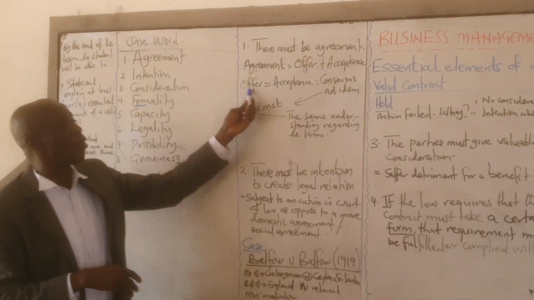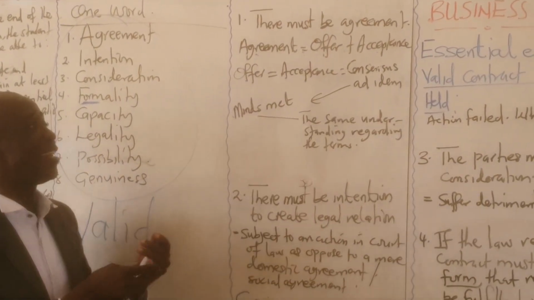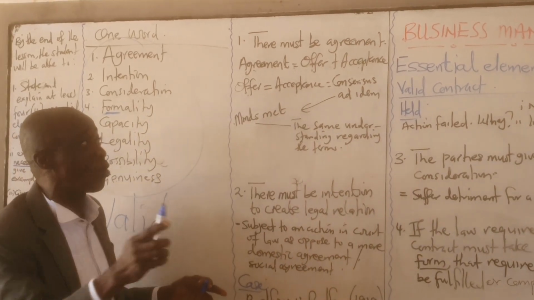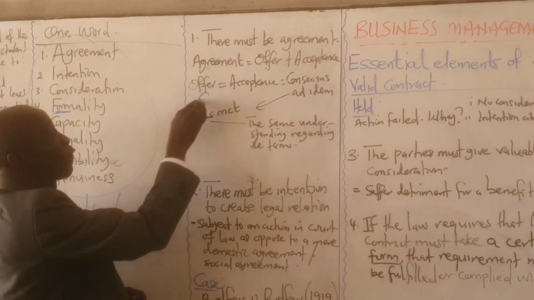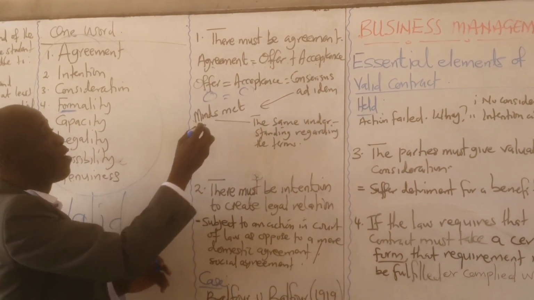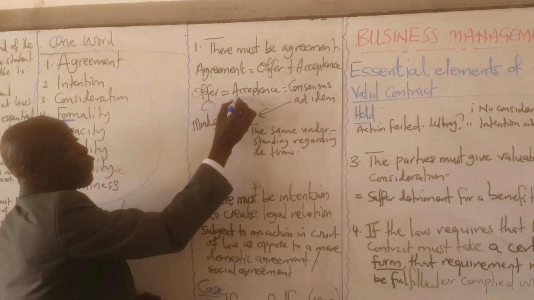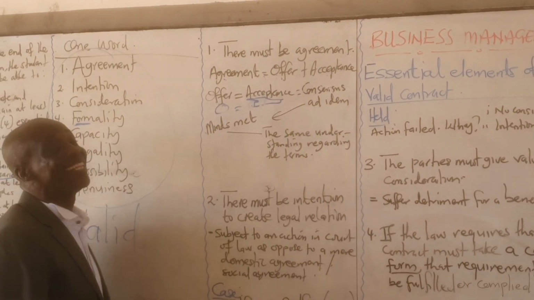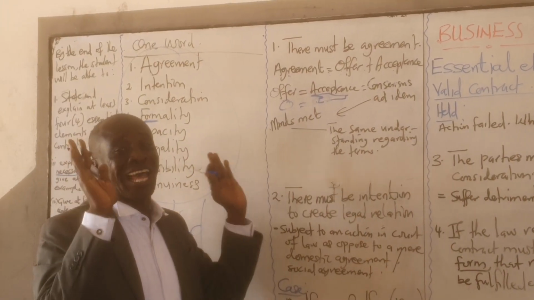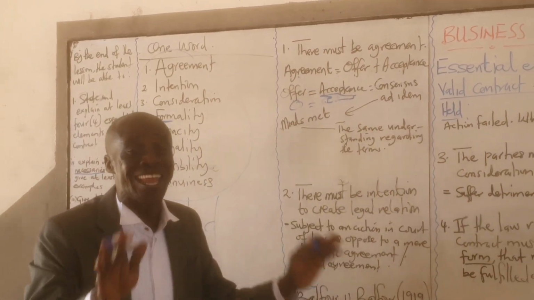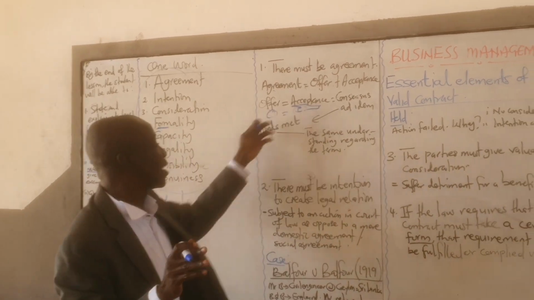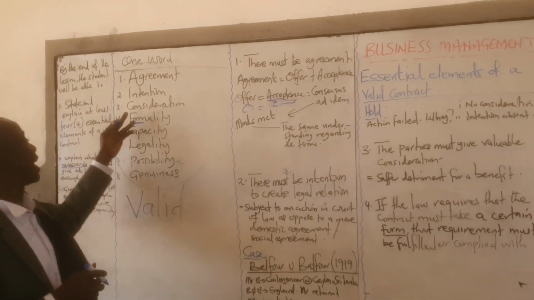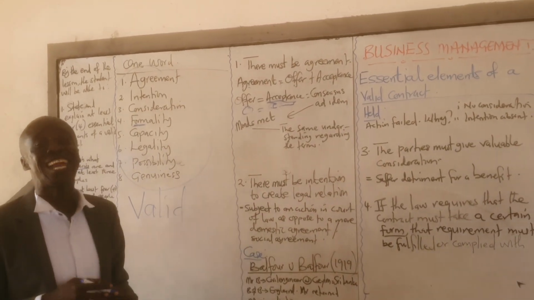So that's why I said the offer must be equal to the acceptance. The offer being equal to acceptance here means that I made an offer to buy football and you gave me football. So football is equal to football. But if I said football and you had given me football boot, then there was no consensus ad idem. And that means there is no agreement, and that means there is no contract. So that is what we should know. That's number one. Number two, there must be intention to create legal relations.